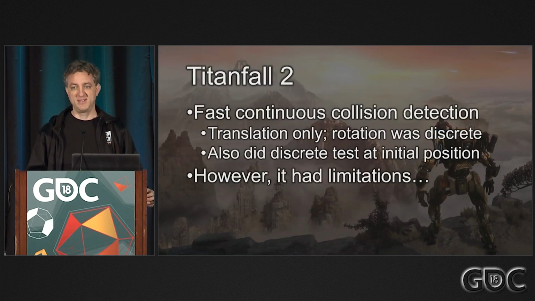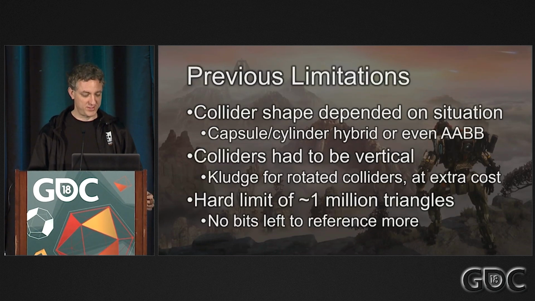So in Titanfall 2, we used continuous collision detection, and it was continuous for translation only. The rotation, we just did fixed steps. But we also did discrete collision detection at the initial position, so we did both tests at the same time. But there were some limitations that led us to revisit it.